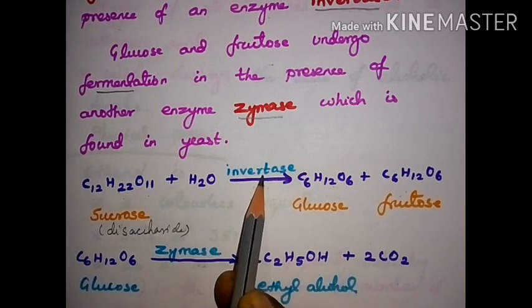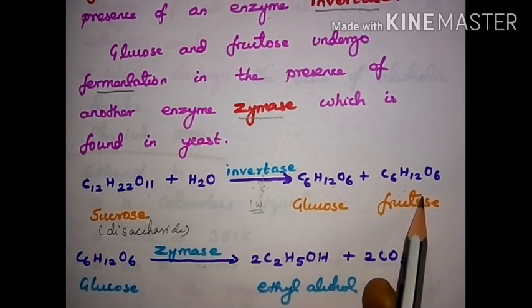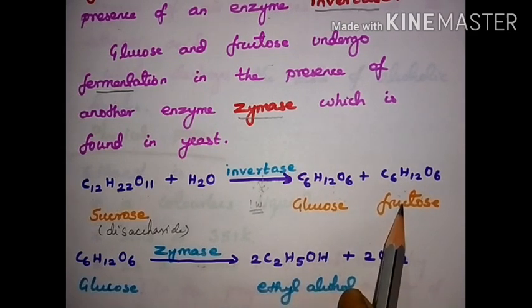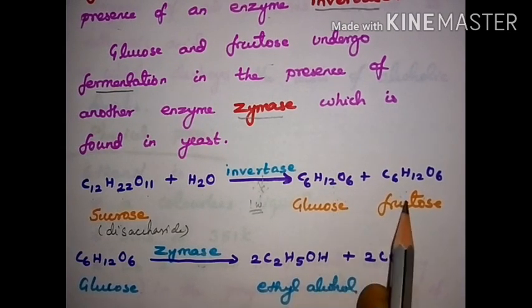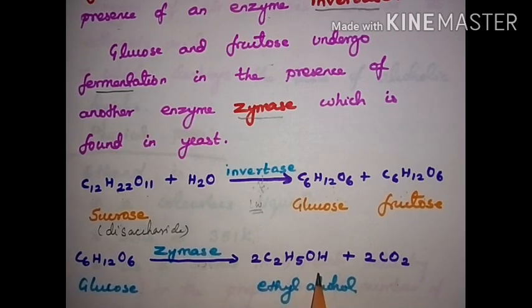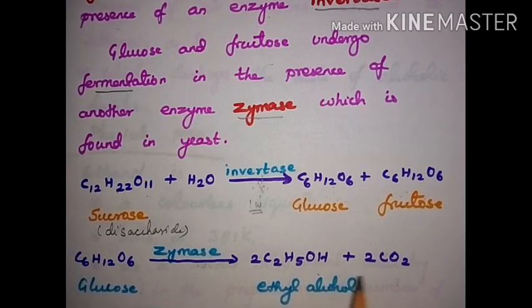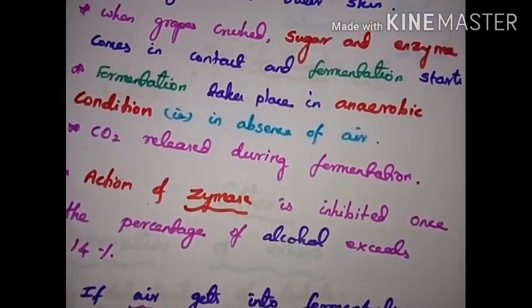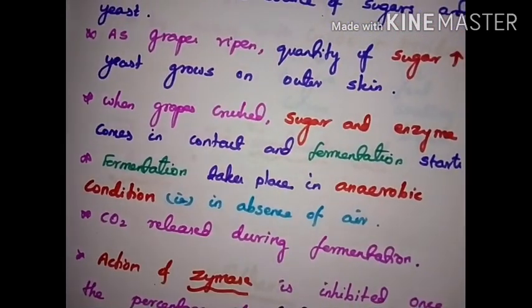How are glucose and fructose differentiated? Glucose has an aldehyde group and fructose has a keto group. And this glucose and fructose further undergo decomposition with zymase fermentation. How does this fermentation take place? Glucose and fructose are converted to ethyl alcohol with the removal of carbon dioxide.